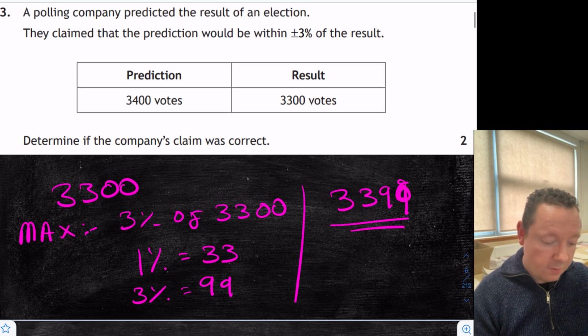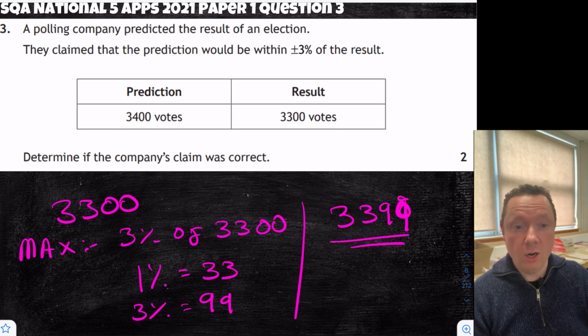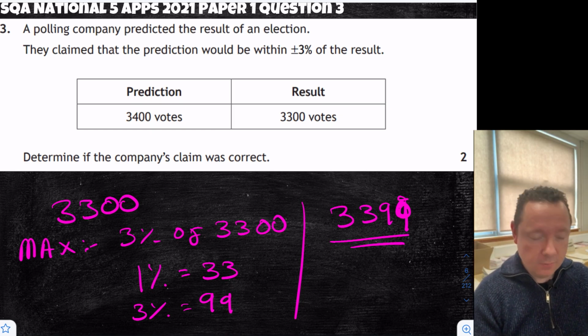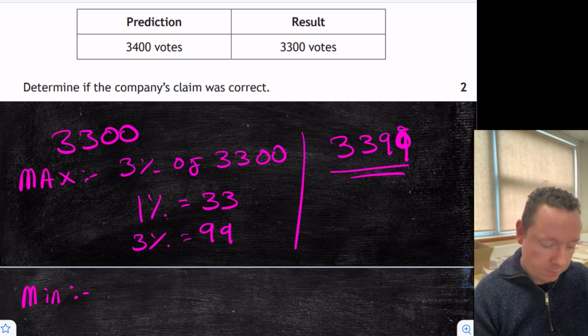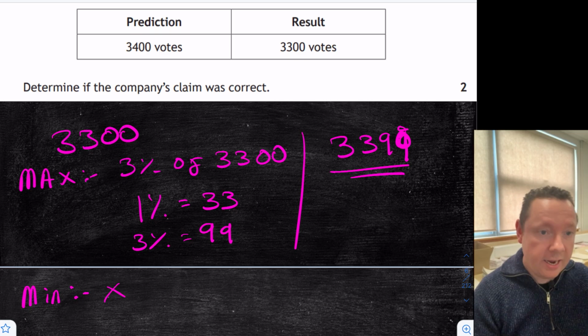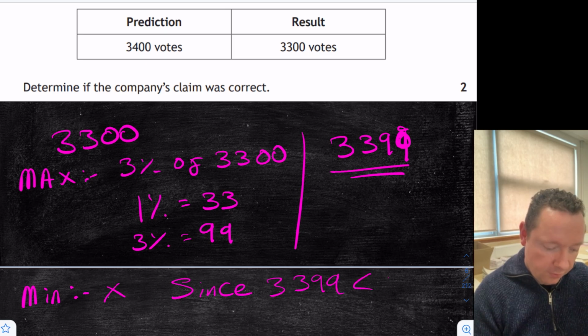Now you don't have to do your min for this one because you can already see 3,399. That's below their prediction of 3,400, so you're done there. But if you're doing your min, you would take away 3% as well. But we don't need it for this one, so we can just say, since 3,399 is less than 3,400, claim is incorrect.